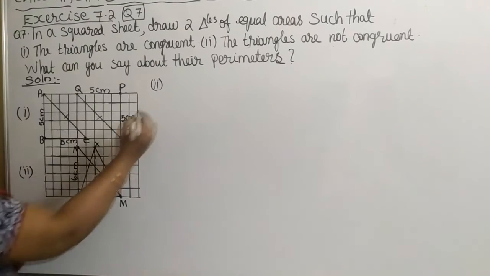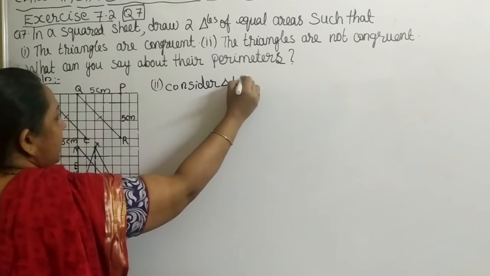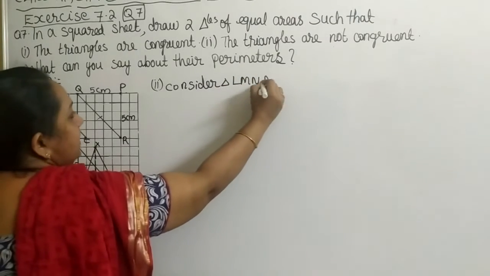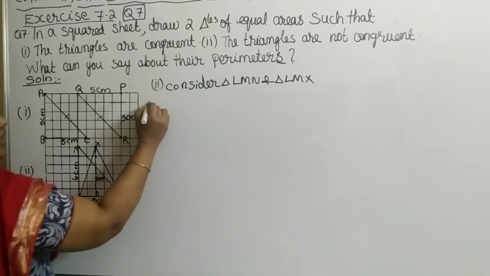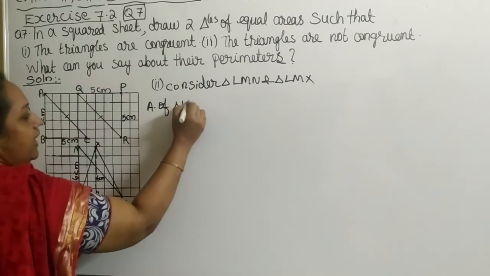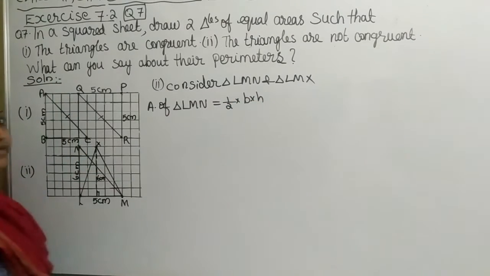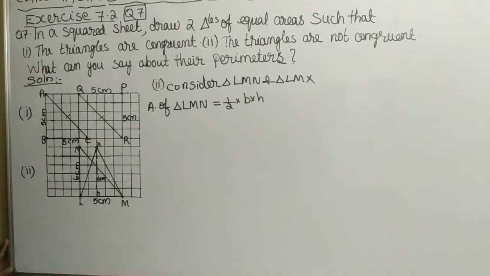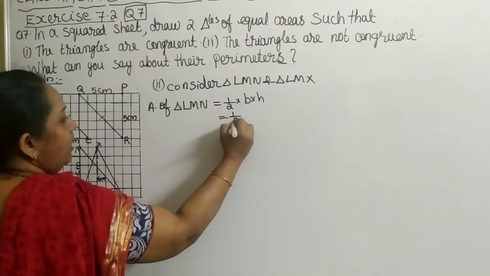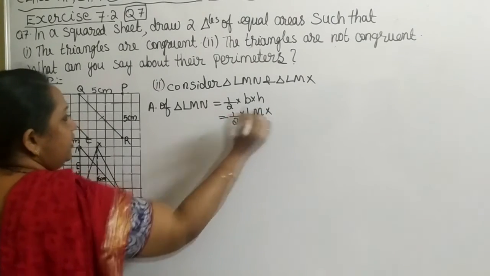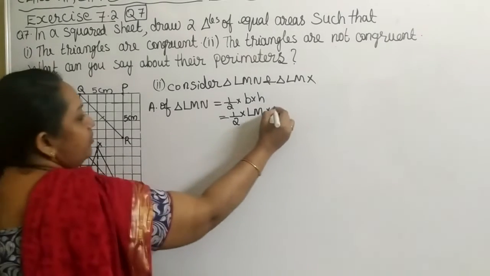So let's see. Consider triangle LMN and triangle LMX. Now the area of triangle LMN is equal to half into base into height. This is the formula for the area of a triangle. Here the base is LM, half into LM into H, where H is the perpendicular height. So LN is the perpendicular height.